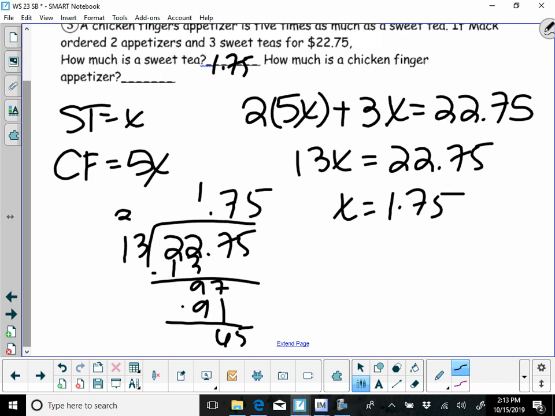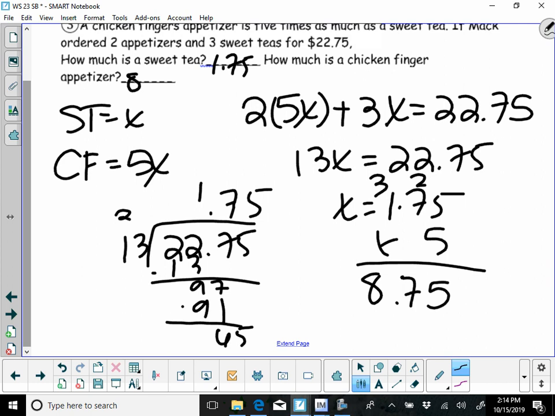And then you have to do that times 5 to get your chicken fingers. So then you're just going to multiply. 5 times 5 is 25, carry my 2. 35, 36, 37, carry my 3, and that will be $8.75 for your appetizer.